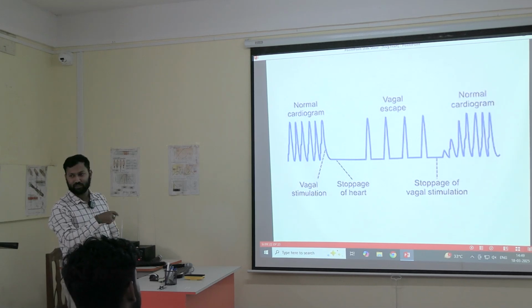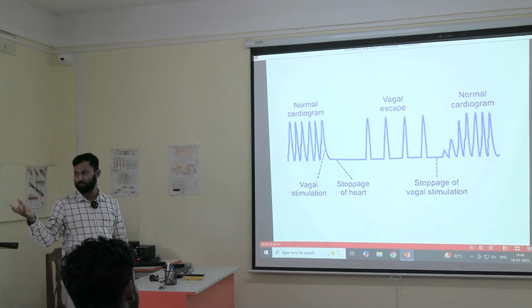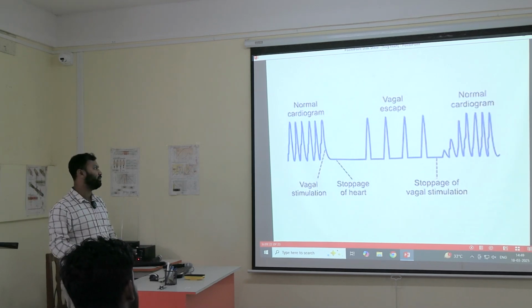So this is normal cardiogram. Now we are giving vagal stimulation. Means we will take out the vagus nerve and we will give electrical stimulation of different powers. We will give electrical stimulation. When we give electrical stimulation, what will happen?